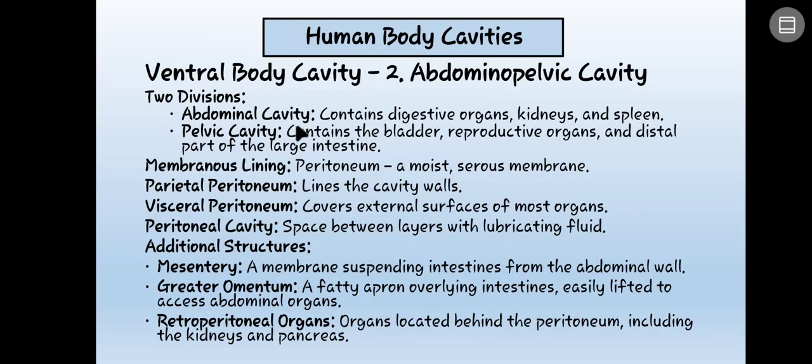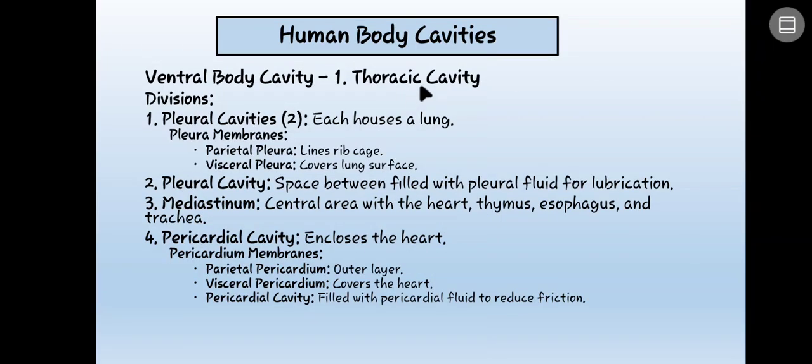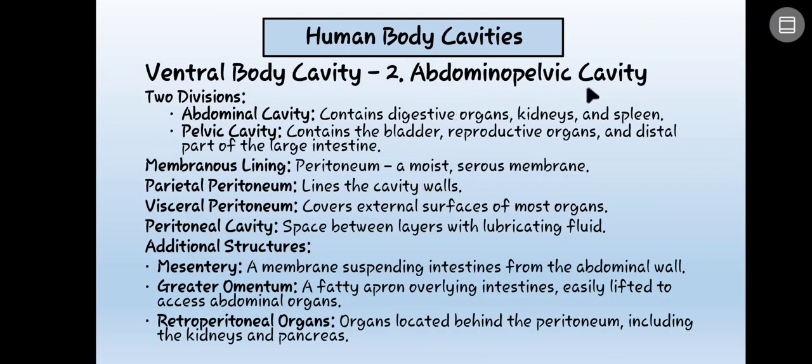Good. Then we come to the ventral body cavity. Like I said earlier, the ventral body cavity consists of the thoracic cavity and the abdominopelvic cavity. Now we are going to look at the abdominopelvic cavity, which consists of the abdominal cavity and the pelvic cavity. So it has two divisions.